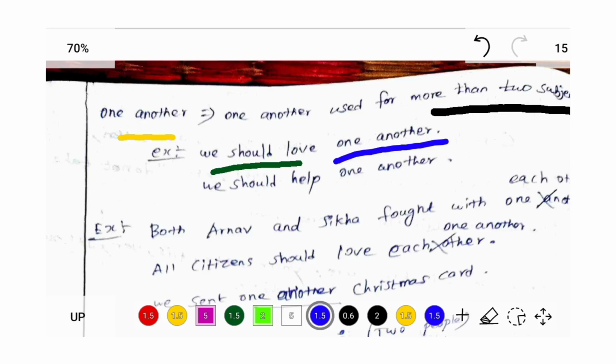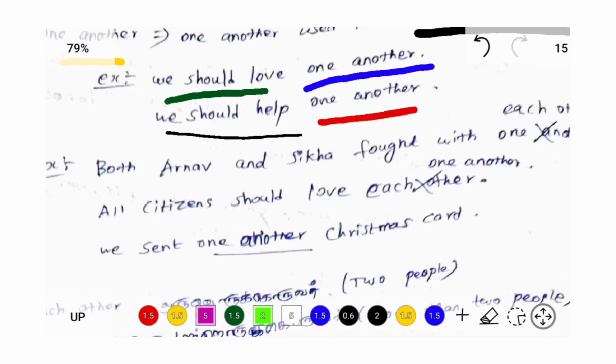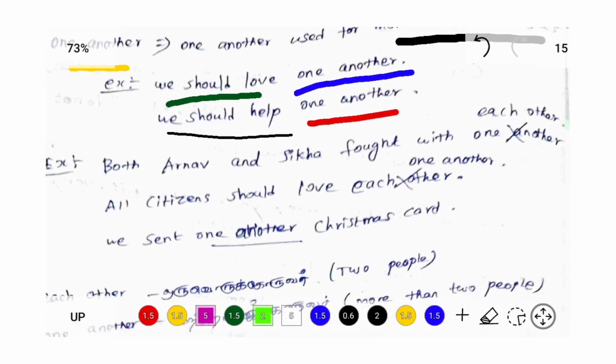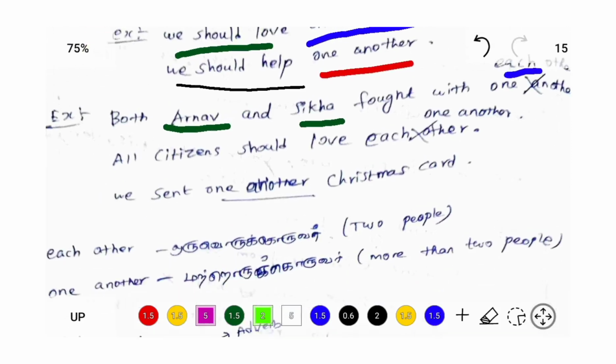We should help one another. This sentence also mentions more than two people, so here we use one another. And see this example: both Arnav and Shika fought with dash. Fought with each other, because Arnav and Shika are two subjects, so we use each other for this sentence.